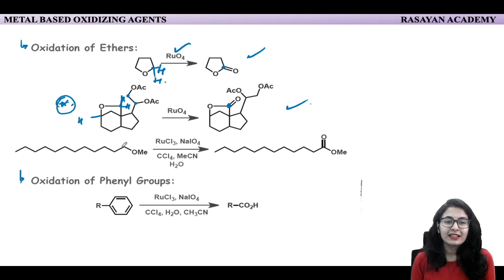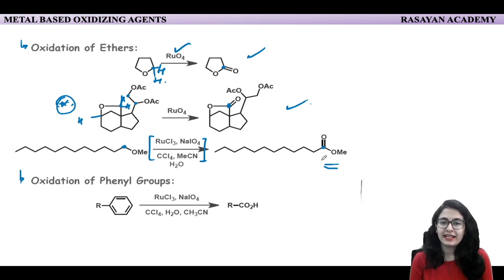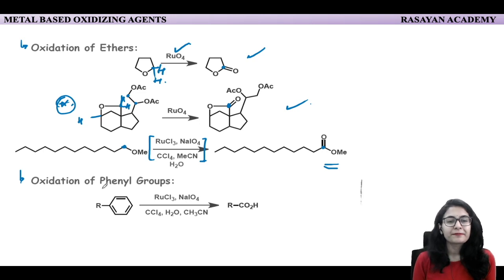Similarly, look at this long ether chain. RuCl3NiO4 is going to convert this into an ester. वो भी carbonyl कहाँ add हो रहा है? On the more substituted side. Okay, very easy. Oxidation of phenyl group.